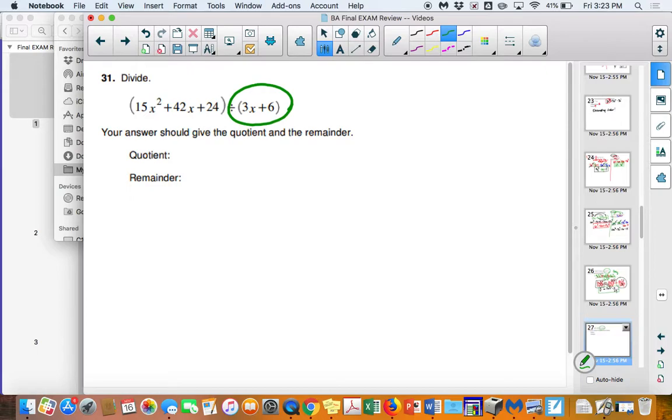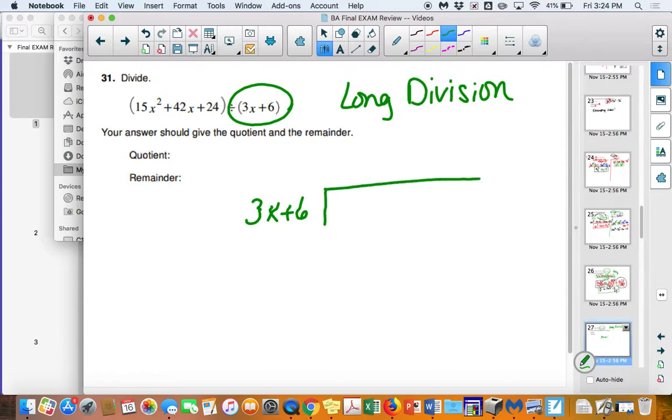Okay, since you're dividing by the binomial, you actually have to go through and do long division. Yes, this is the hard stuff. So this is where you set it up and you put the house. The divisor, the one that you're dividing by, goes outside, and then inside the house, you're putting what you're actually dividing. So this becomes the little part in here.